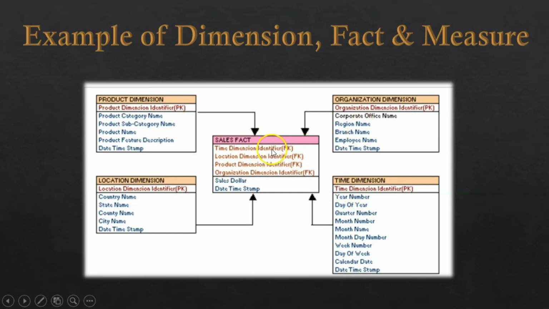One is time dimension identifier, which is connected to time dimension, location dimension identifier, which is connected to location dimension, product dimension identifier connected to product dimension, and organization dimension identifier linked to organization dimension. And after that we have 2 measures. One is the sales dollar and one is the date timestamp. So friends, this is an example of how a schema basically looks like, and how a fact table looks like, and how a measure looks like. I hope it made things a bit clearer.